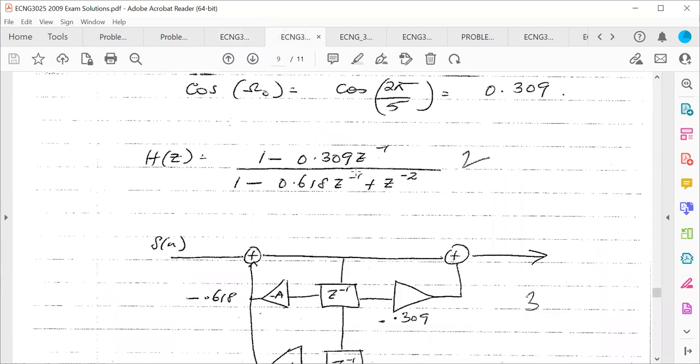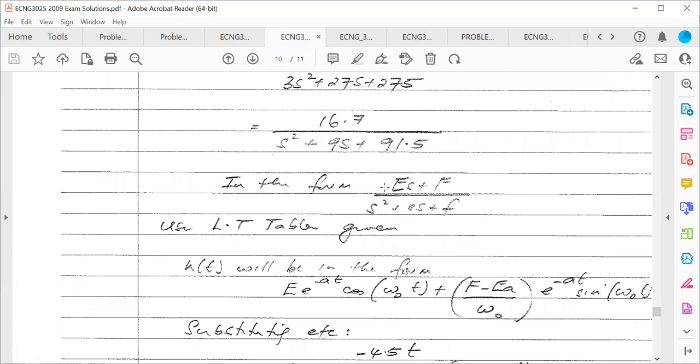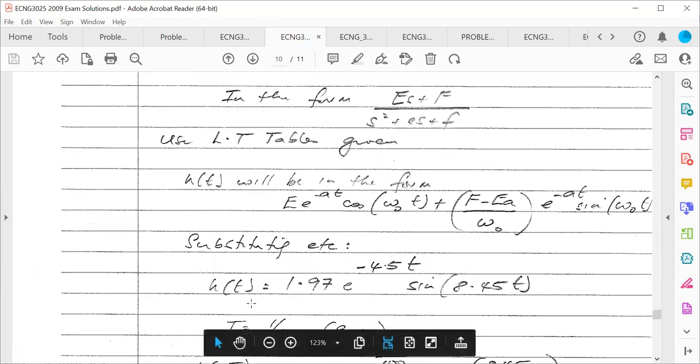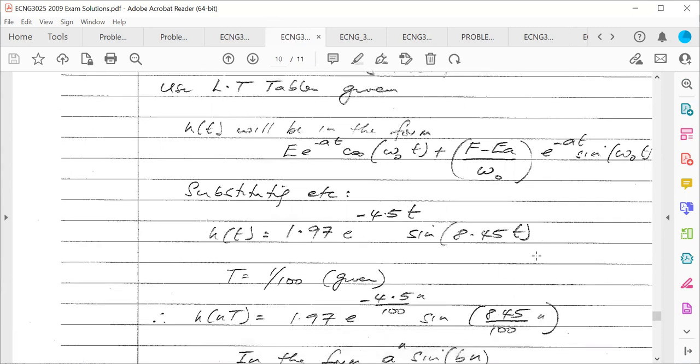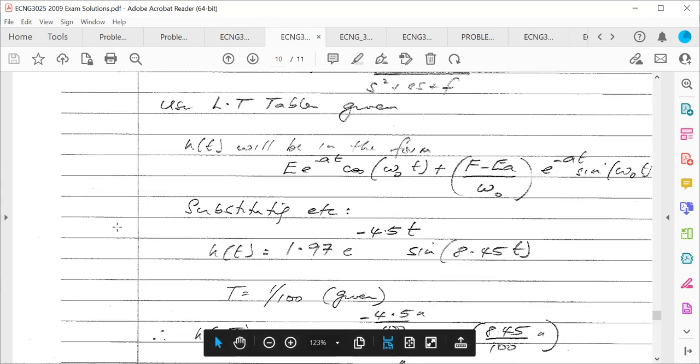So how that works: you have H(s) here. Of course, to find the inverse Laplace transform, I give you a Laplace transform table. Once you get it in a standard form, in the table there's the inverse transform for something looking like this, (Es plus F) over (s squared plus lowercase e s plus lowercase f). If you substitute straight from the tables, you get that h(t) is 1.97 e to the minus 4.5t sine of this. Or you could complete the square, however you are comfortable finding inverse Laplace transforms, feel free to do so. But the table has the information that you need if it comes up.